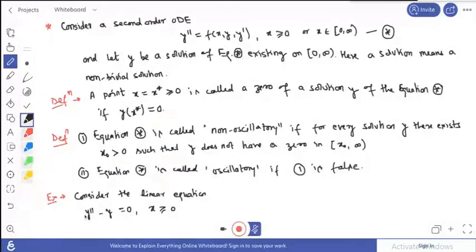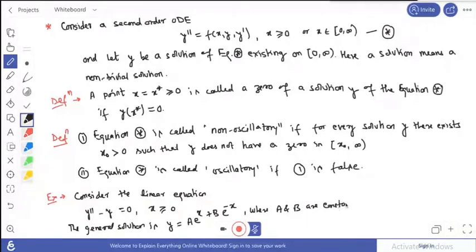In that sense, your general solution is a constant times e to the power m1x plus another constant times e to the power m2x. So the general solution is y equals a e to the power x plus b e to the power minus x, where a and b are basically constants. You can write c1, c2, or here a and b.